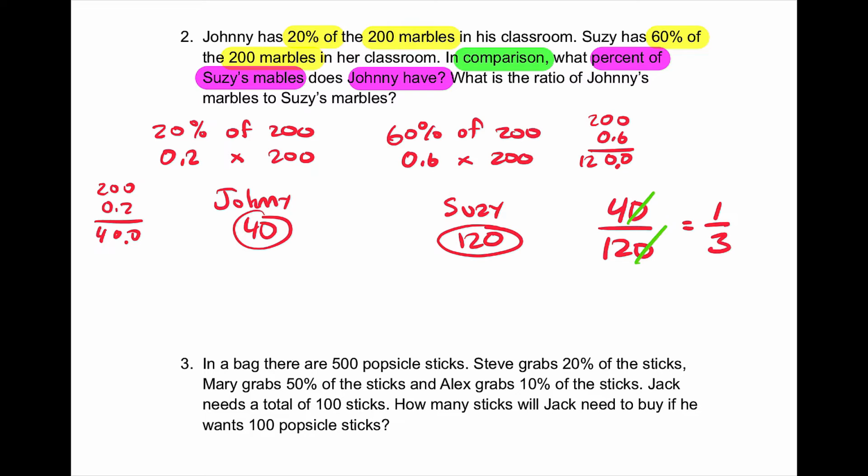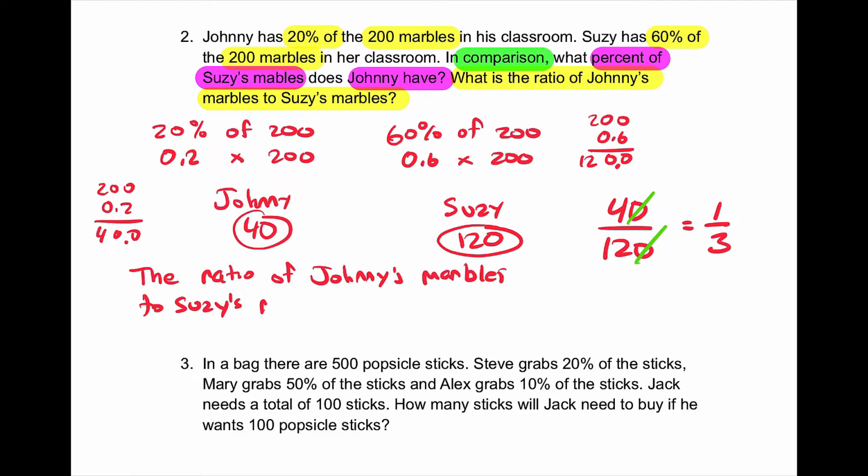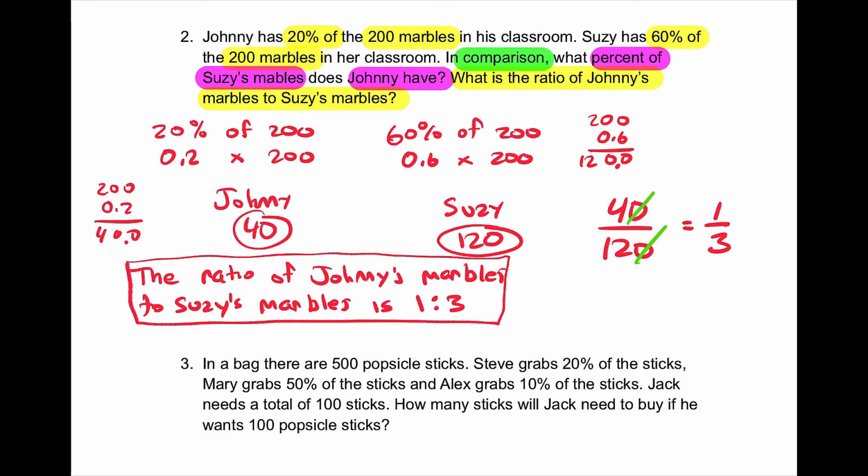So now that actually answers the last part, asking what is the ratio of Johnny's marbles to Susie's marbles. So the ratio would be this, and I'll write it out in word response. The ratio of Johnny's marbles to Susie's marbles is 1 to 3. Okay, and that would be the answer to the second part of that question.